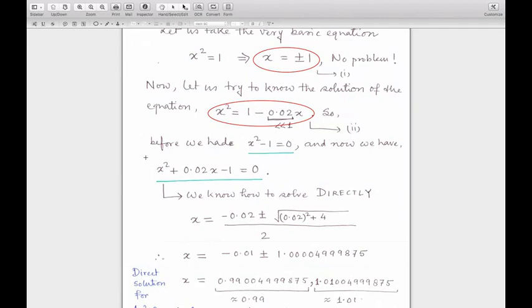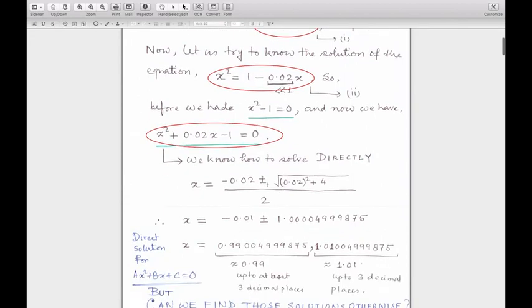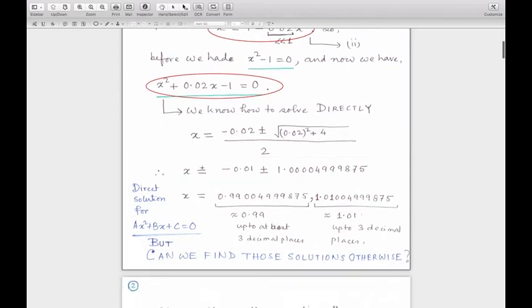So the quadratic equation is x squared plus 0.02x minus 1 is equal to 0, and then the solutions will be simply minus 0.02 plus minus the square root of (0.02) squared plus 4, all over 2. If you calculate this in a normal calculator, you will have this result: minus 0.01 plus minus 1.0000 4999875. This is within the precision of the calculator. If you use much more powerful calculators or computers, you can have much more precision.